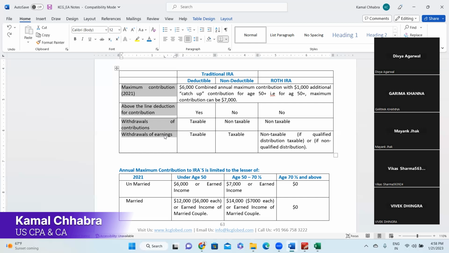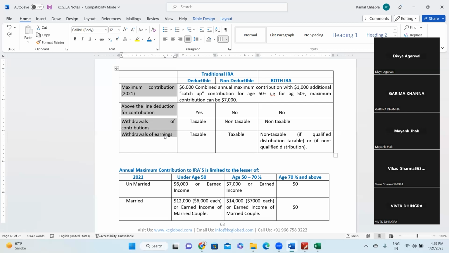right? If qualified distribution is taxable or if no qualified distribution, right? If you have not made any, that we'll discuss in detail separately. If you have withdrawn before certain times or you have withdrawn unqualified, then it is taxable. But if it is from qualified Roth IRA, then it is not taxable.